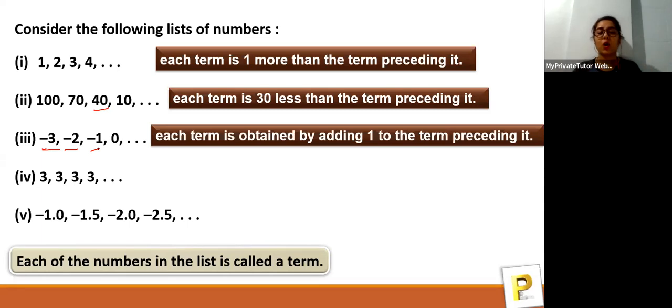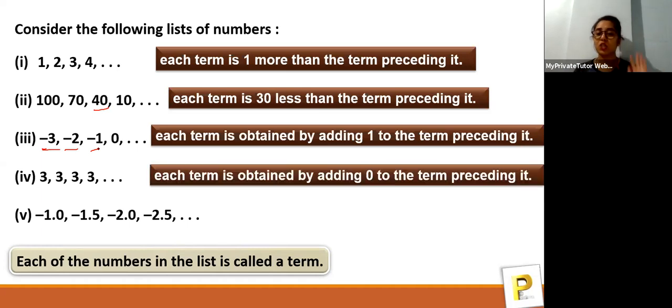You can see that all of the numbers are the same, right? So each term is obtained by adding 0 to the term preceding. If you add 0 to 3, you get 3. If you add 0 to 3 again, each time you just have to add 0 and you'll get 3, 3, 3, 3. That is the list of all the numbers.